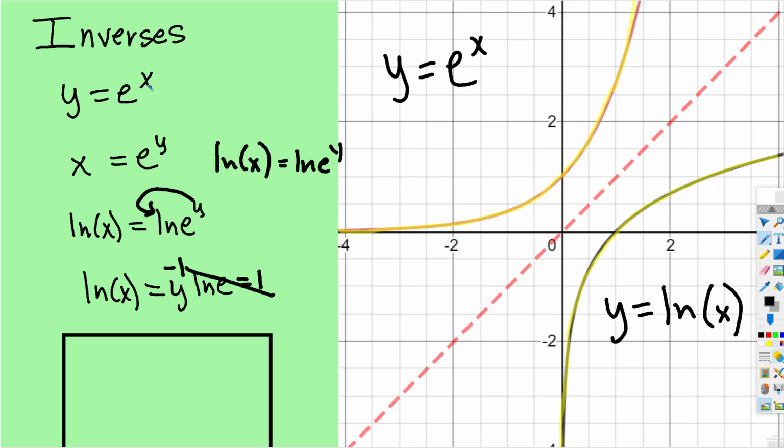And that is the inverse of e to the x. So algebraically and graphically, you can see that they're inverses. And the reason it's so important for you to understand that these are inverses is that when you start solving logarithmic and exponential equations, you're going to use the fact that they are inverses to solve those equations.